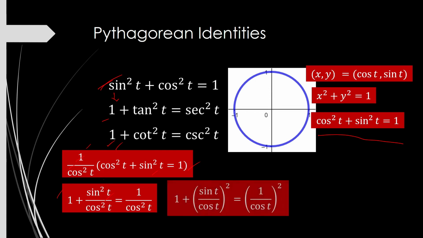And we can write this as the square of sine of t divided by cosine of t, and this one as the square of 1 divided by cosine of t. And we know what these are equal to. This is one of your fundamental identities: that is equal to tangent of t. And the same with this one, which is equal to secant of t. And so by substitution, we are led to your second Pythagorean identity.